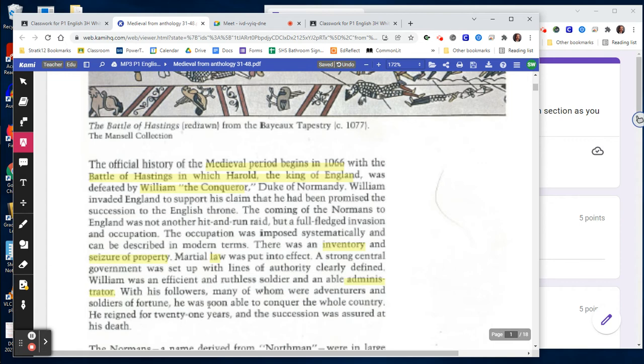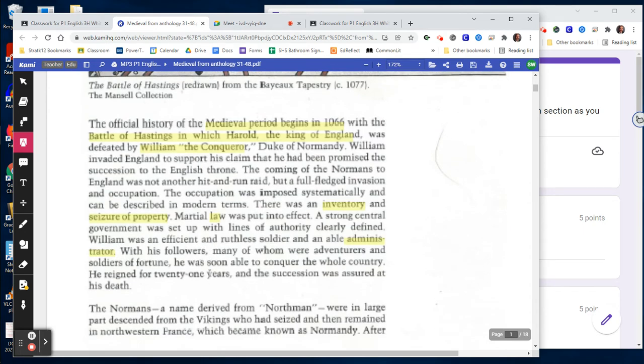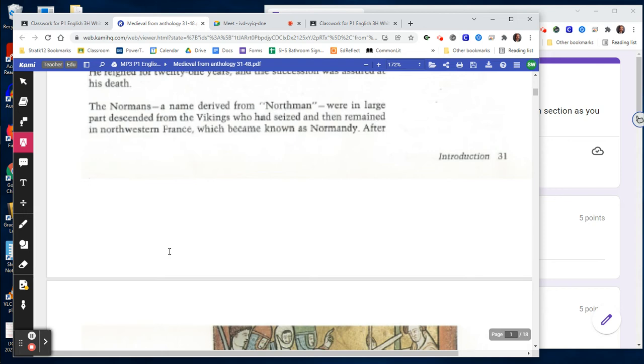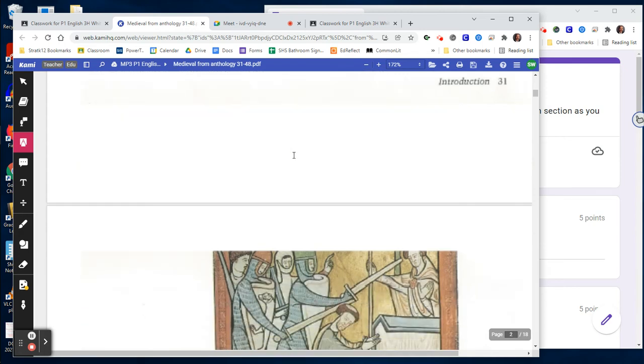which ends up sort of making its mark on history, because now the country is no longer a violent place. It's actually being ruled by law. Okay, the Normans, a name derived from Northman, were in large part descended from the Vikings who had seized and then remained in northwestern France, which became known as Normandy.